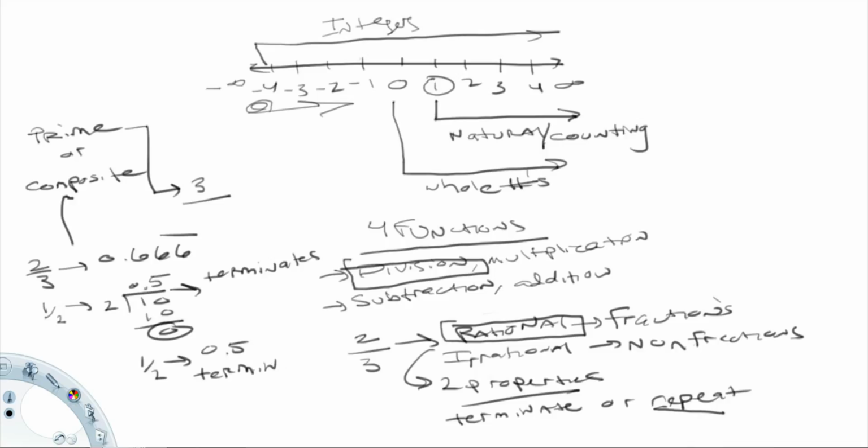The other property that we mentioned is terminating. So I have 1 minute left. So again, you have integers, whole numbers, natural counting, and rational numbers. And numbers themselves can be classified as either prime or composite.